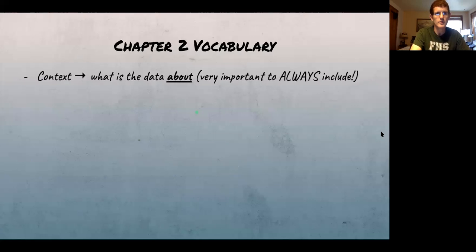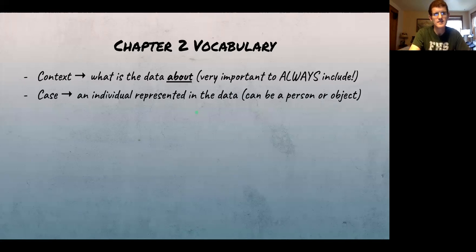So chapter 2 vocabulary. Again, don't worry about writing the stuff down, I just wanted to talk about it for a second. Context: what is the data about? You need to include that all the time. Writing numbers down doesn't mean anything in stats. You need to give the context.